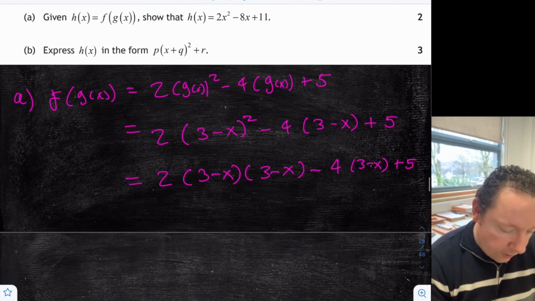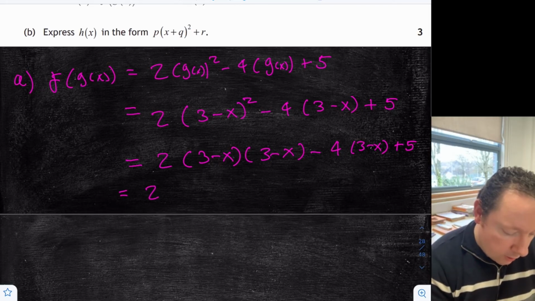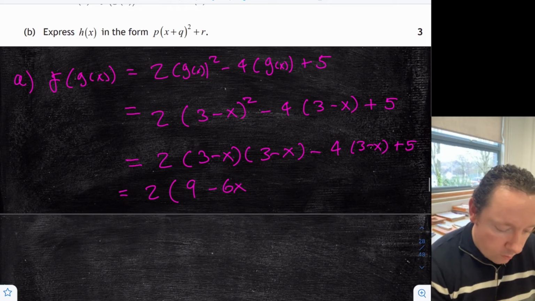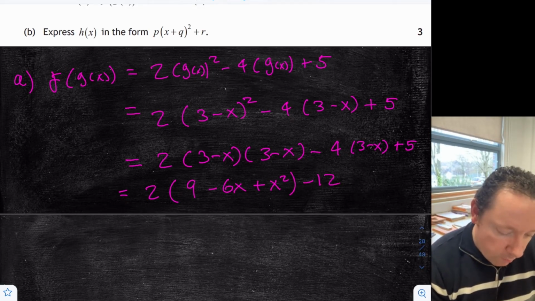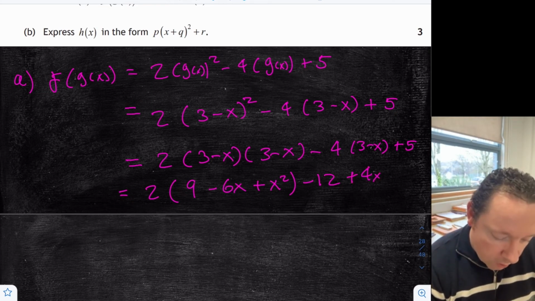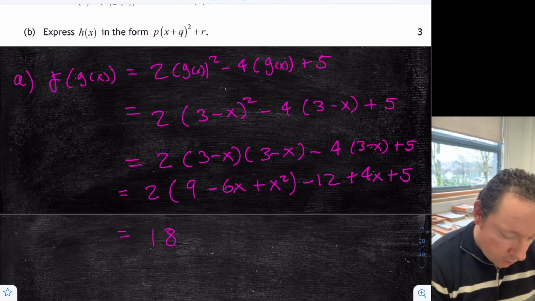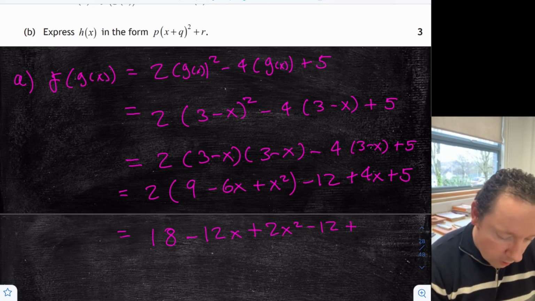Dealing with all of these brackets, we get 2 times, well, we've got 3 times 3 is 9. Minus 3x minus 3x is minus 6x. And minus times a minus is a plus, so plus x squared. Minus 4 times 3 is minus 12. Minus 4 times minus x is plus 4x. And then we've got plus 5 on the end. So that gives me 18, 2 times 6 is 12, minus 12x plus 2x squared minus 12 plus 4x plus 5.